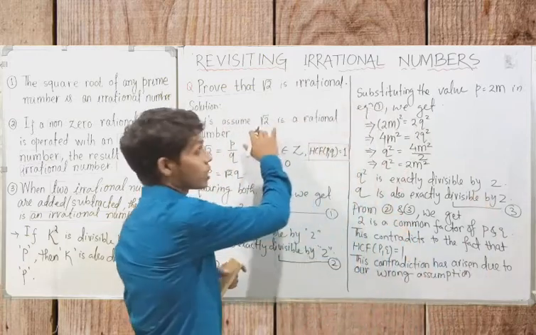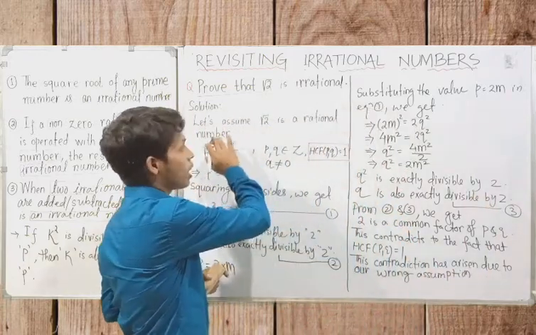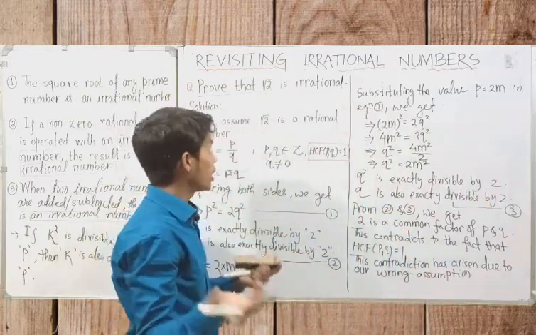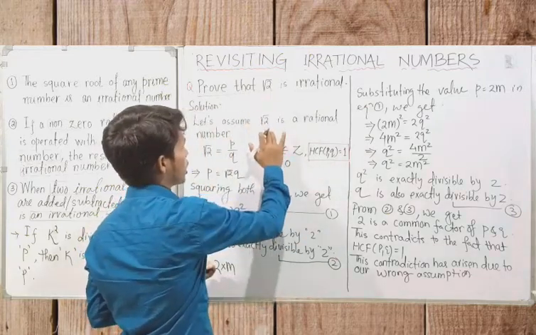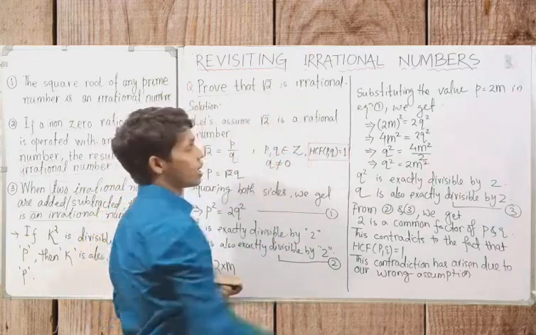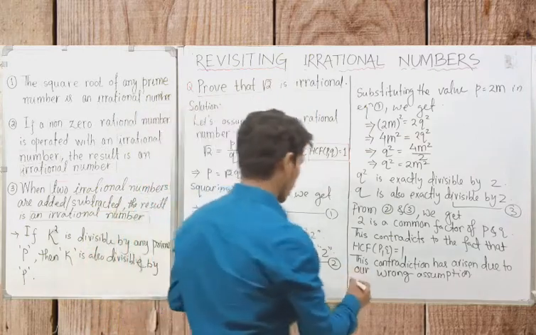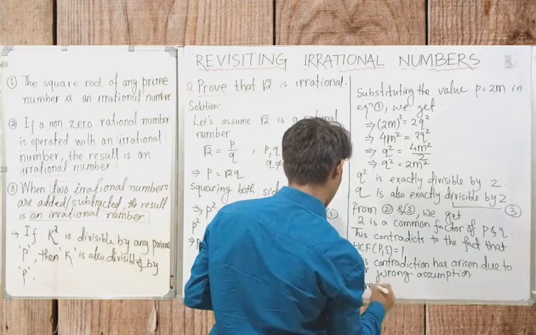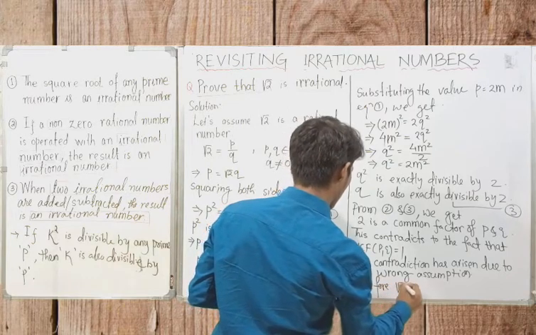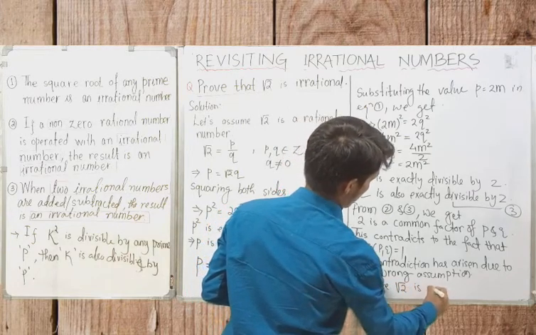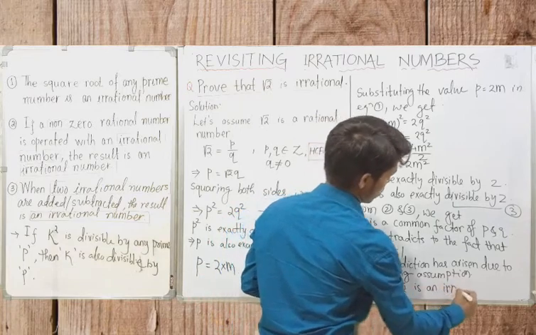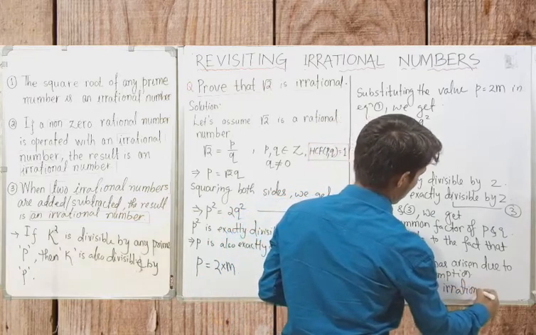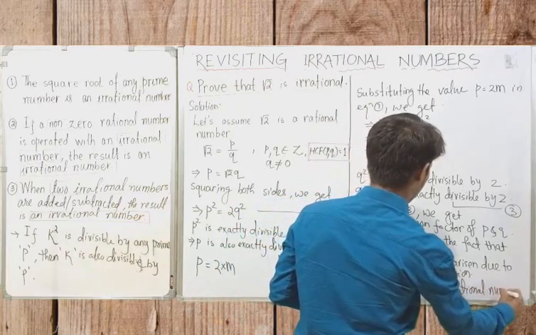If our assumption was wrong that root 2 is a rational number, then what is true? Yes, the opposite of that statement, that root 2 is irrational, is true. So we can write: therefore root 2 is an irrational number. Proved.